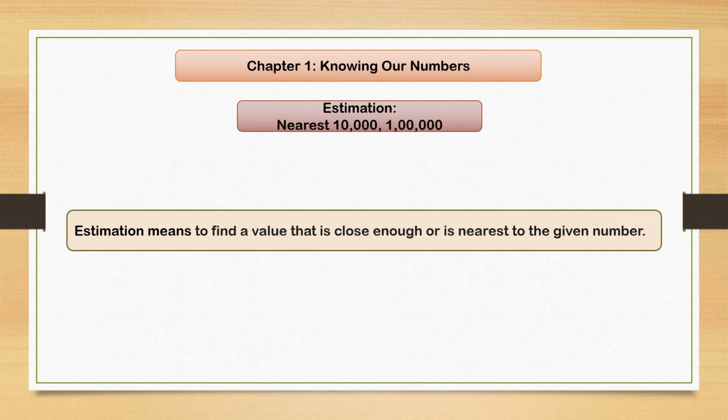The next topic is estimation to the nearest 10,000 and 1 lakh. Now, what do we mean by estimation? Estimation means to find a value that is close enough or is nearest to the given number. In your previous class, you all have learned about estimation and how to round off the number to the nearest 10, 100 and 1000. In this chapter, we will learn rounding off the numbers to the nearest 10,000 and 1 lakh.